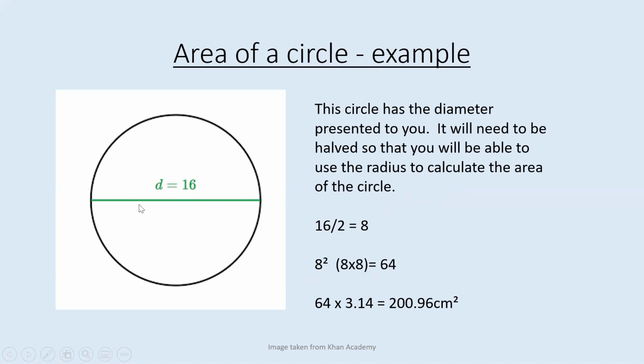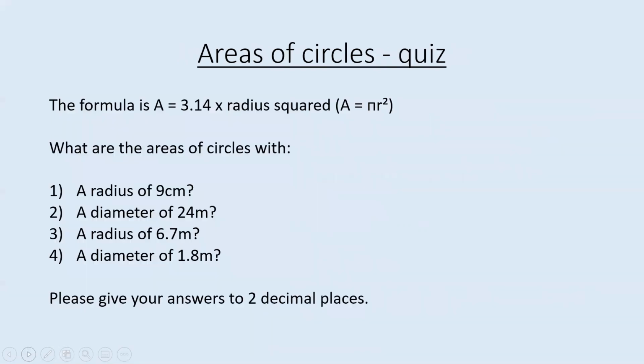So in this circle here, where the diameter is 16, we do 16 divided by 2. That gives us 8. So the radius is 8. We now square that radius by multiplying it by itself. So 8 squared, 8 times 8 equals 64. And we now take that figure 64 and multiply it by pi, 3.14, and that gives us a final area of 200.96 centimeters squared.